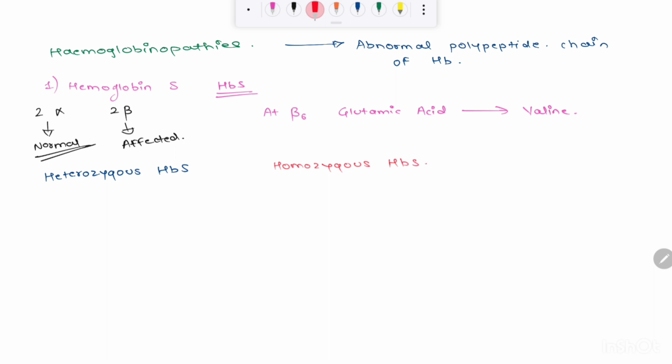For heterozygous HbS, only one gene of the beta chain is affected, while the other is normal. So the erythrocyte of a heterozygous individual will contain both HbA and HbS. Around 40% of hemoglobin would be HbS, and the rest will be your HbA. And the disease here is referred to as sickle cell trait.